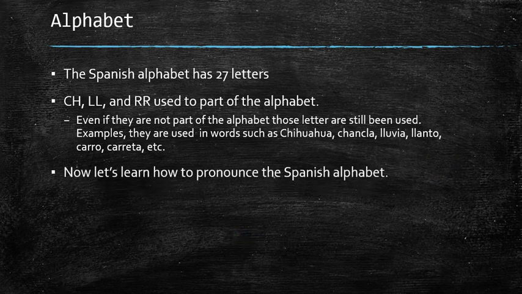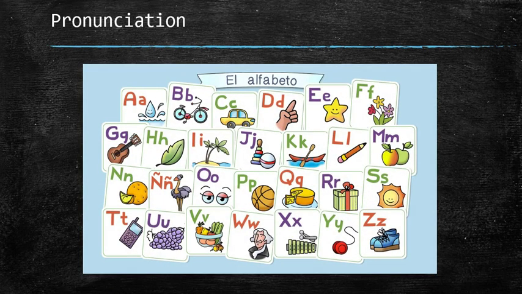Okay, so now let's learn how to pronounce some of the Spanish alphabet letters. For now, I'm just going to read the alphabet, and then on the next slides, we'll get to practice the pronunciation. So, A, B, C, D, E, F, G, H, I, J, K, L, M, N, Ñ, O, P, Q, R, S, T, U, V, W, X, Y, Z.